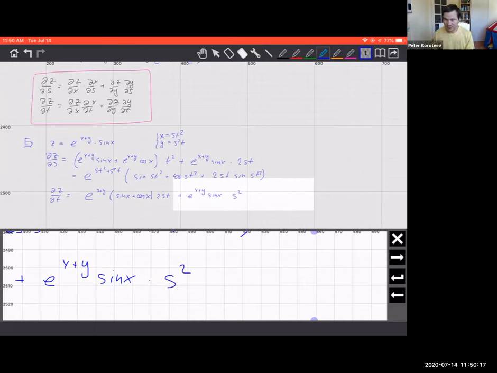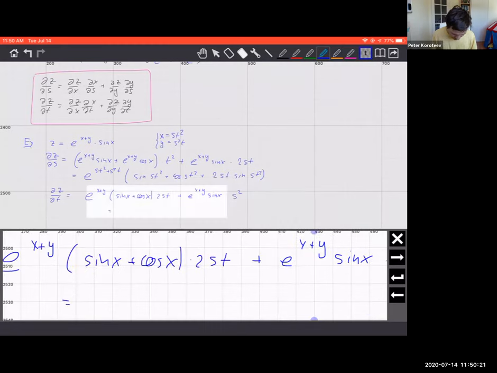And then you could just plug in all the values, so let me not write it. Okay, maybe we'll just do this. That's e to the st squared plus s squared t multiplied by sine st squared plus cosine st squared.